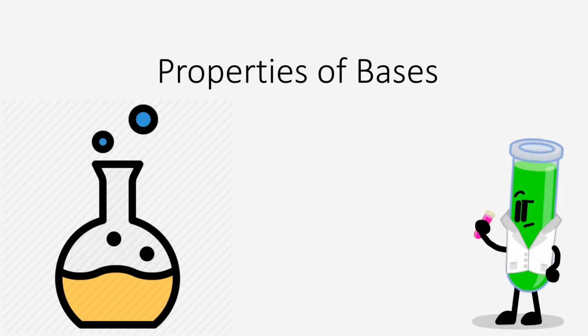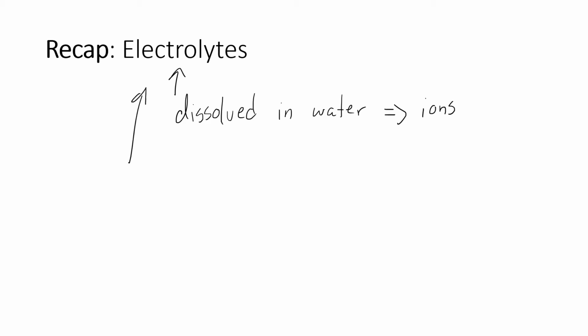Everyone. So in this video, we're going to be going over the properties of bases. So again, to recap, acids, bases, and salts are electrolytes. And electrolytes are substances that when dissolved in water, they basically dissociate into ions. And again, ions are charged particles. So because they dissociate into ions, they can conduct electricity.